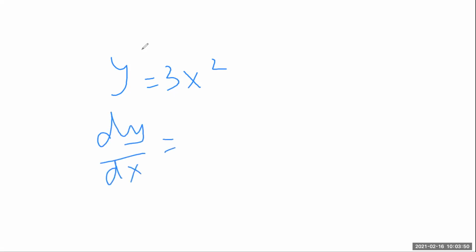So you have, say for example, y equal to x squared. Okay, 3x squared. So what is dy dx equal? You know? Anyone? 6x. Correct, correct. 6x. Oh, very good. So now I will make it more difficult.